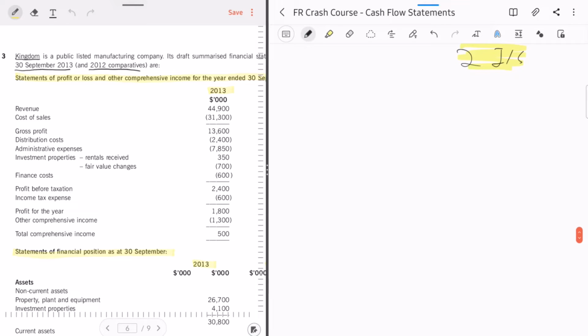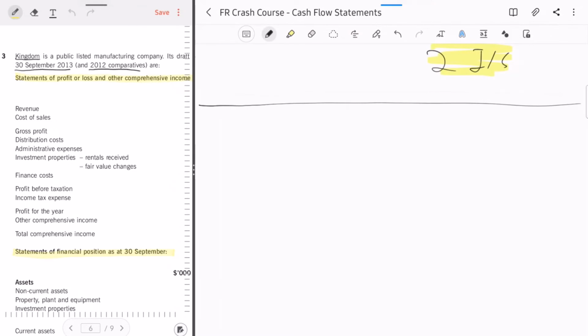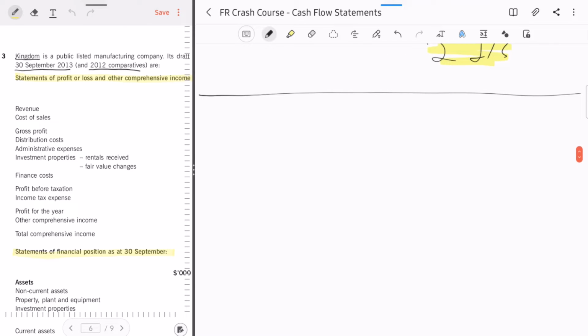So back to where I'll be doing our work. This company is called Kingdom. Like I always tell you, in the exam, leave one page for your statements and another page for your workings. So what I'll do is let me create something like this. I'll do my workings here. And then the main statement will come in. So this is for Kingdom.